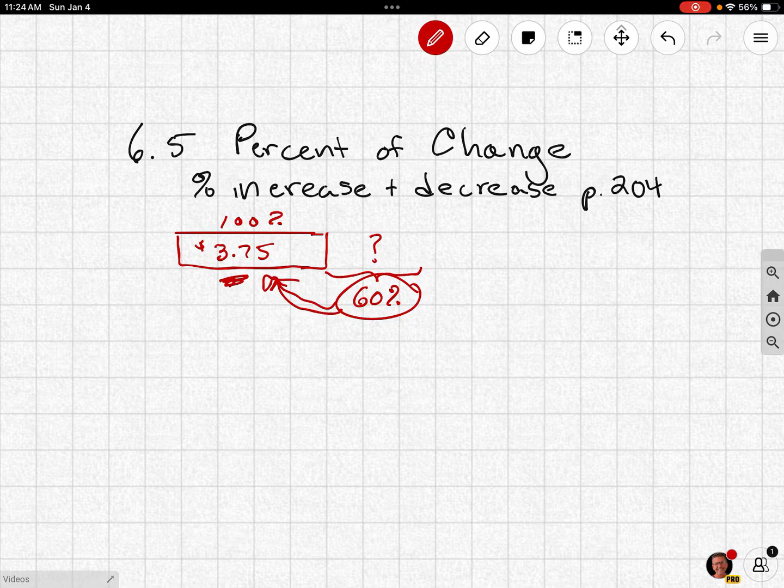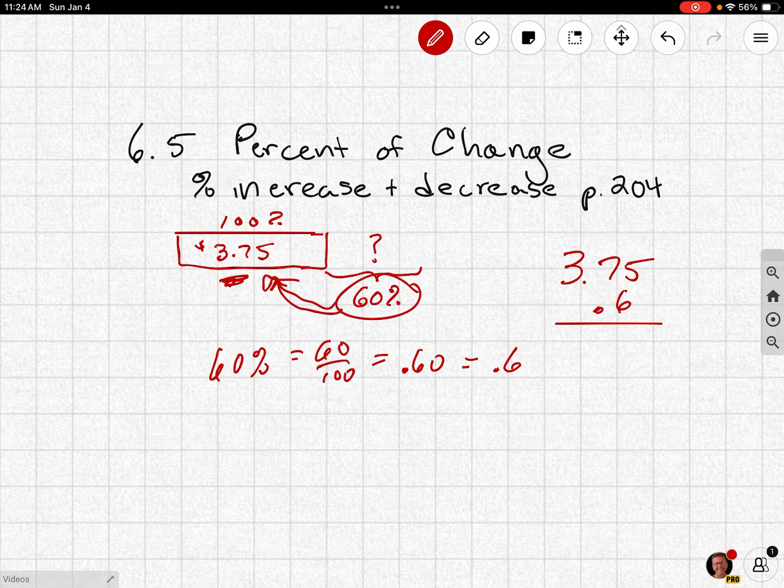So the book has it a certain way, and I like to do it slightly differently. 60%, of course, means 60 out of 100. That's what percent means, out of 100, or 0.60, which is just equal to 0.6. So if we want to find 0.6 of 3.75, we're going to do 3.75 times 0.6. We can't do 0.60, but there's no reason to put that 0 in there.